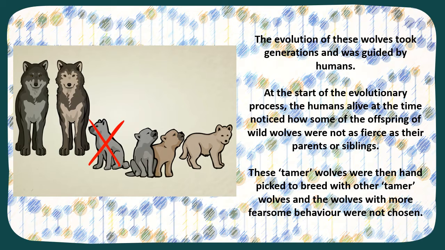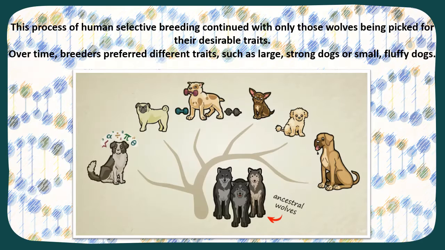So evolution of these wolves took generations. It was guided by humans. So at the start of the process, the humans noticed that some of the offspring of the wolves were not as fearsome. The tamer wolves were then handpicked to breed with other tamer wolves, so the wolves with more fearsome behaviour were cast aside and were not chosen. Over time, humans continued to see these random mutations. These wolves would become tamer and tamer, but they all look the same. Then all of a sudden, there would be one, through mutation, that was a lot fluffier. And they thought, oh wow, wouldn't it be really nice to have a really fluffy dog? So they started to breed all the fluffy wolf offspring together.